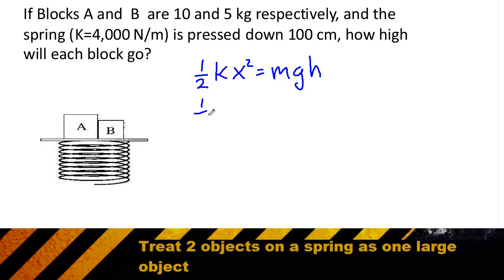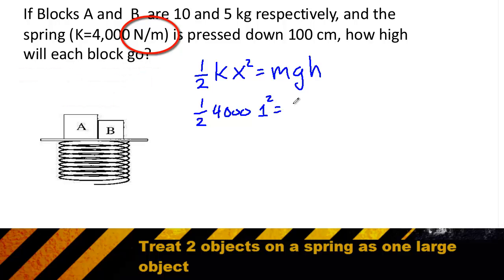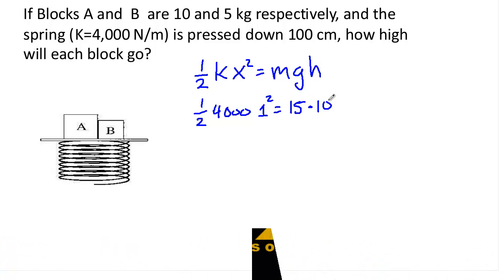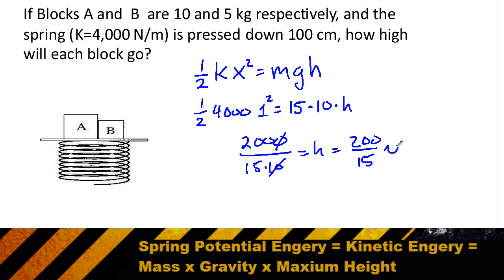So our equation then becomes 1/2 times a spring constant of 4,000 times 100 centimeters, which I write as just 1 meter squared, that is equal to a combined mass of 15 times gravity of 10 times a height that we don't know yet, or 2,000 divided by 15 times 10. That's going to be my height. Some zeros cancel out, and I'm left with a height that is equal to 200 divided by 15, which you could approximate to be roughly 13 or about 13 meters.